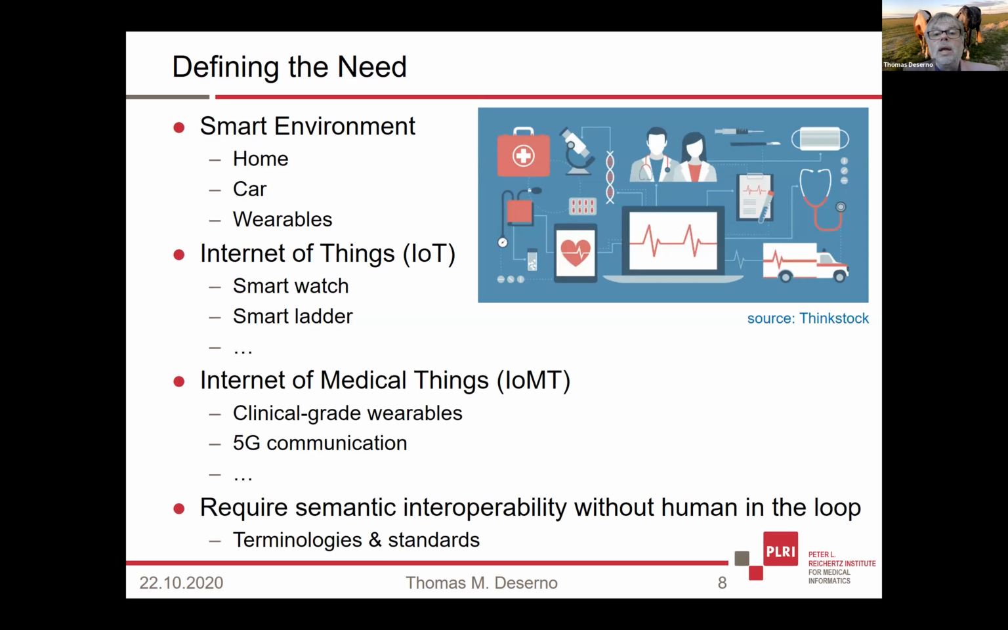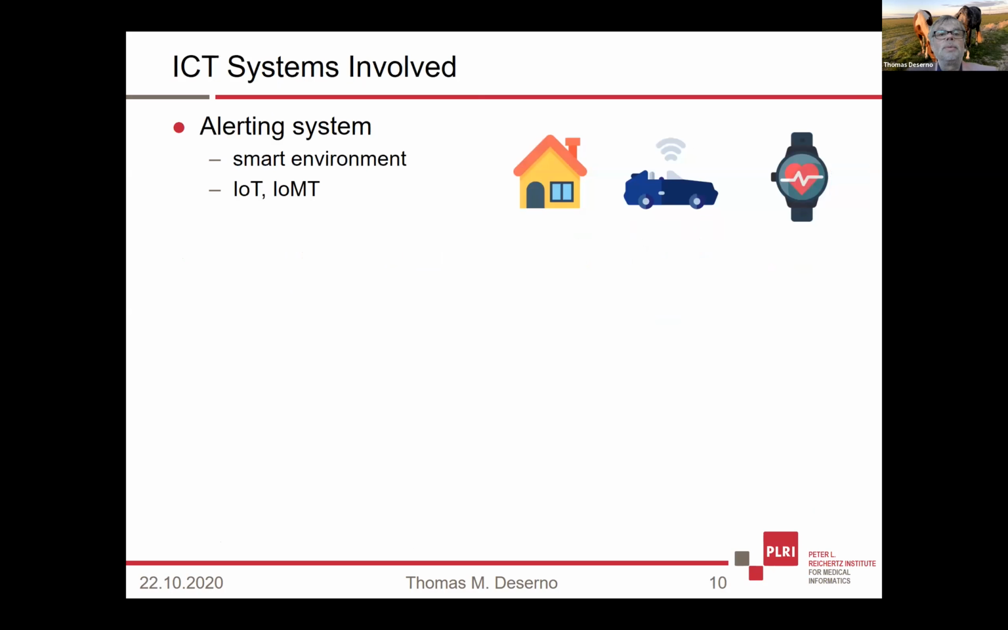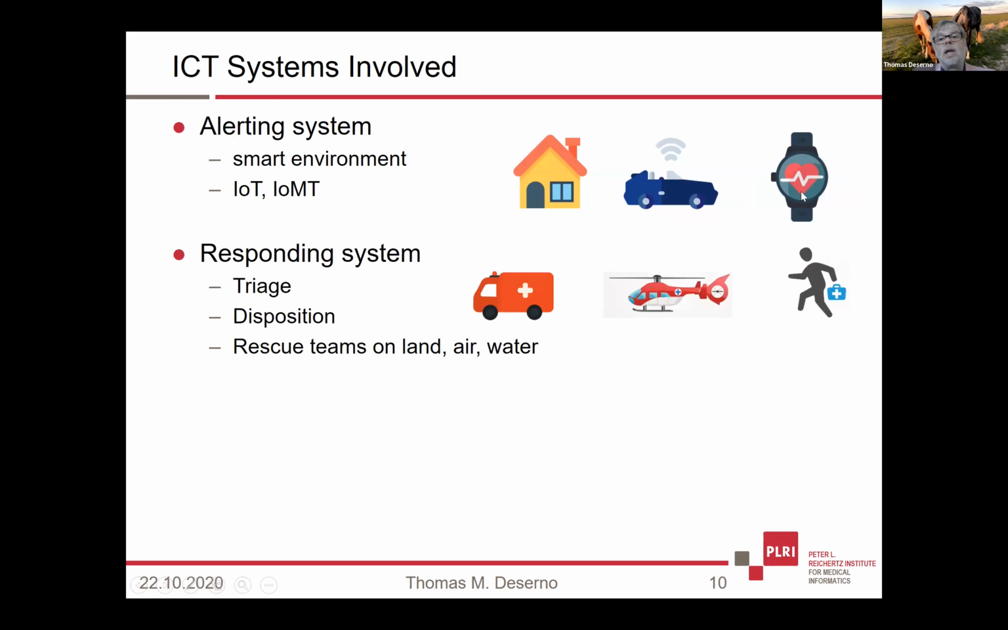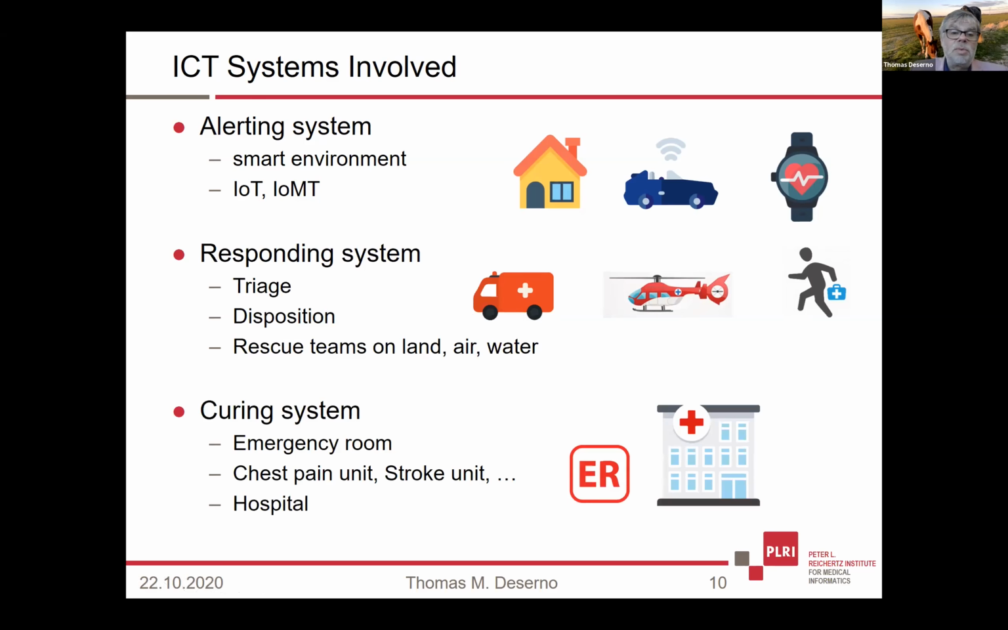And the question is how we can develop a rescue and communication between the systems without any human in the loop. So the systems involved are these alerting systems: smart home, smart car, smart wearable, Internet of Things. We have the responding systems, for instance, the triage, disposition, rescue team with land, air, or water, and the curing systems, the hospital. So emergency rooms, chest pain, stroke units, whatever. And these systems, at least in Germany and the most parts of Europe, they are standalone. They do not exchange any data yet.